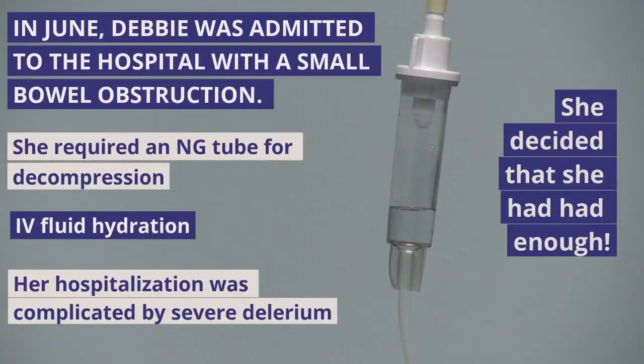In June, Debbie was hospitalized for a small bowel obstruction. She was not able to eat or drink, an NG tube was placed for decompression, and she received IV fluid hydration. Her hospitalization was complicated by severe delirium. Once the delirium had resolved, she decided that she had had enough.